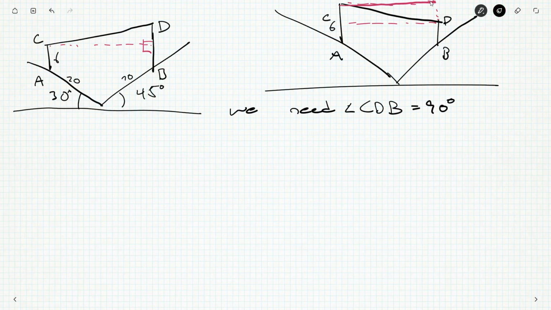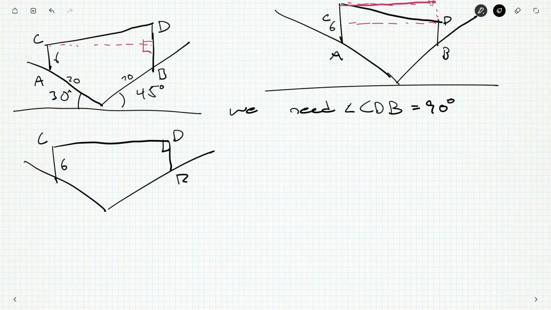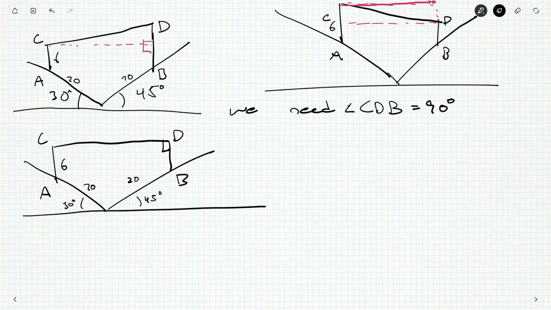So that's our setup. We'll draw this picture once more, but now we know exactly what we want. 6 here. We want a 90 degree angle here. So 45 degrees, 30 degrees. Okay, so we've got 20, we've got 20. What are we to do? We don't care about the length CD, but we do want the length DB.